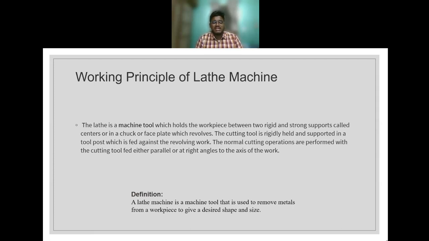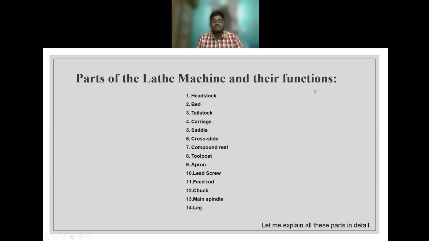And the definition: a lathe machine is a working tool used to remove metal from a workpiece to give a desired shape or size. Now, the main parts of the lathe machine and their functions. As I told before: headstock, bed, tailstock, carriage, saddle, cross slide, compound rest, tool post, apron, lead screw, feed screw, feed rod, chuck, main spindle, leg.